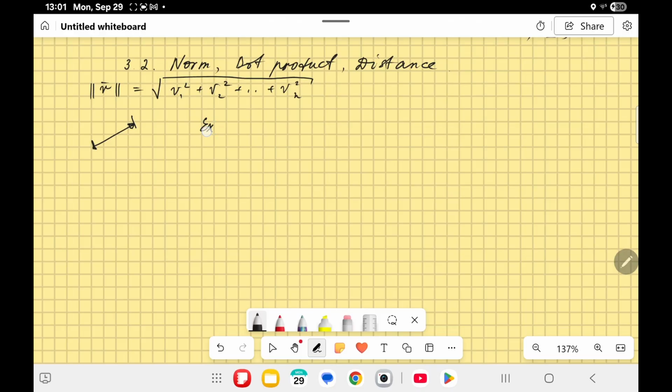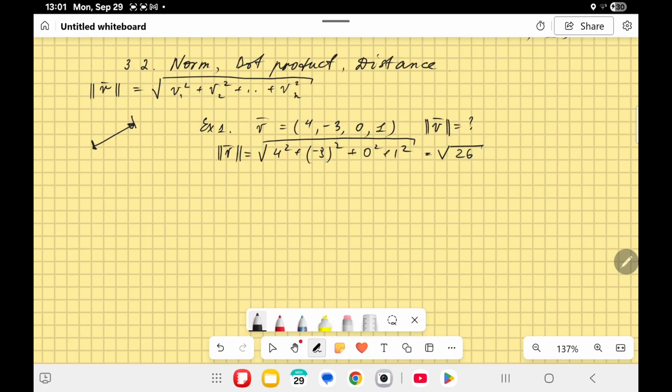Well, I'm going to consider one example of norm. Consider vector v with components 4, minus 3, 0, and 1. What is going to be the norm of this vector? Well, according to the formula, the norm of this vector is the square root of 4 squared plus minus 3 squared, plus 0 squared plus 1 squared. And we just need to extract the square root. Don't forget about this. So 4 squared is 16 and minus 3 squared is 9. So we are going to have 25. 0 is 0 and 1 is 1. So we are going to get the square root of 26. That's going to be the norm.